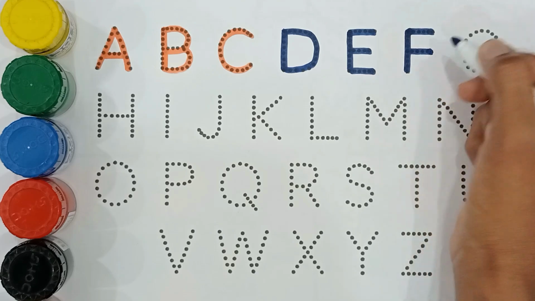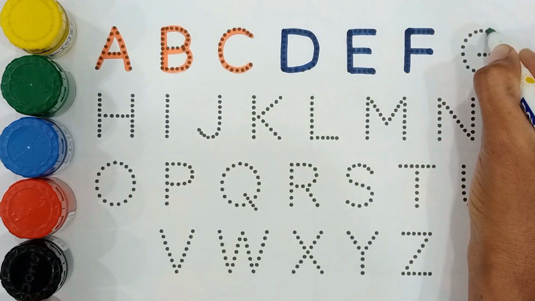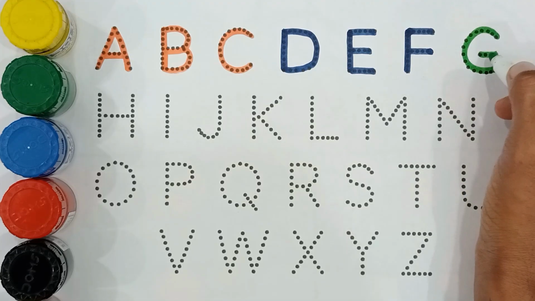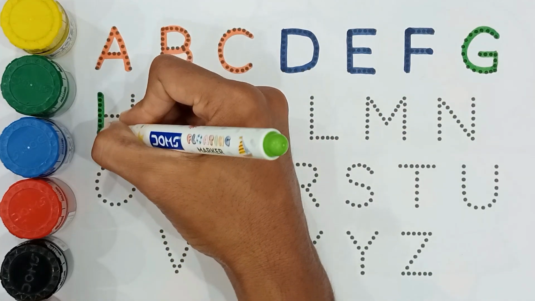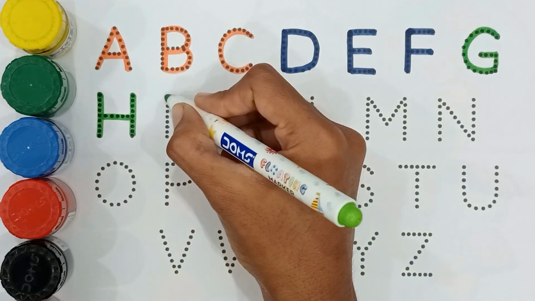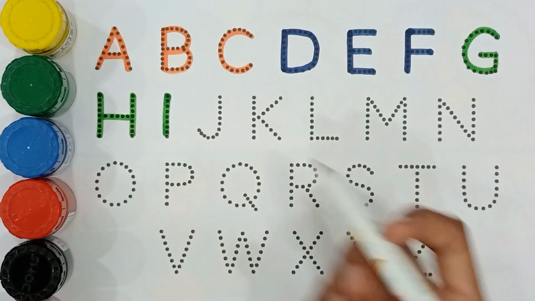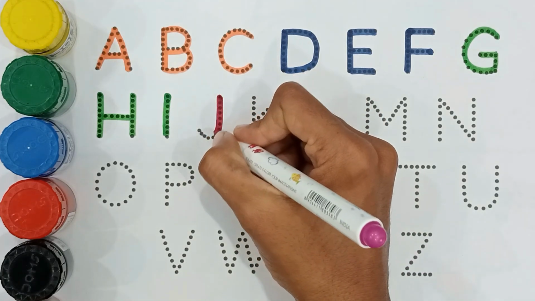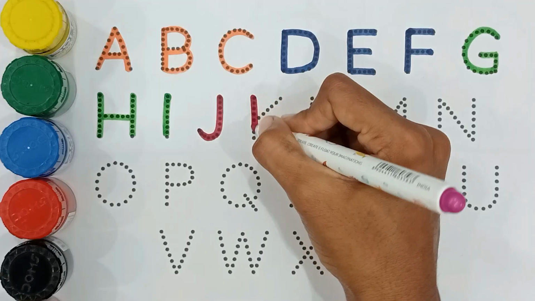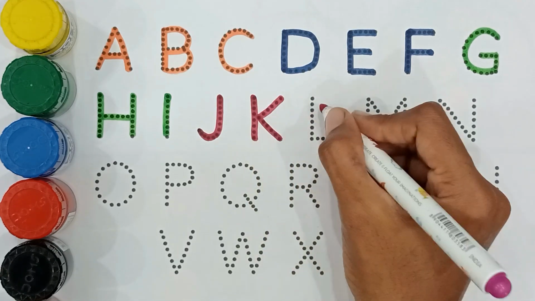F for fish. G for goat. H for hen. I for ice cream. J for jug. K for kite.